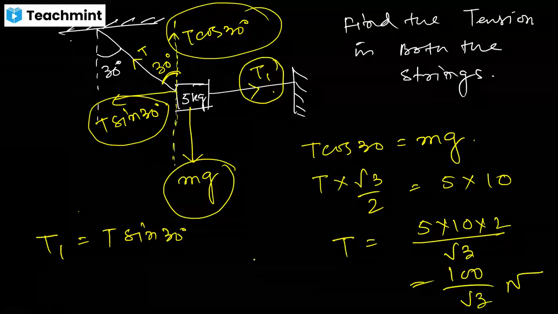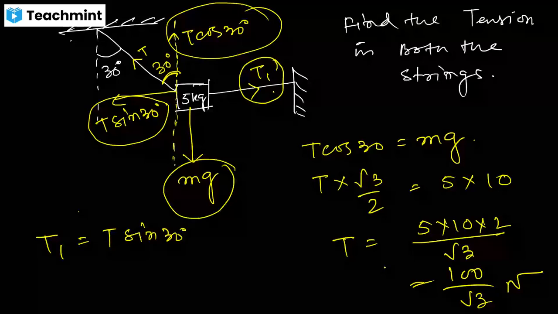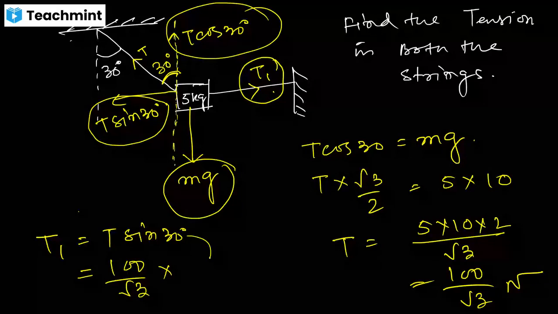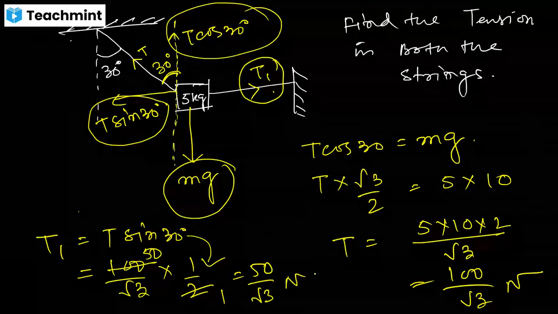So if you have obtained the value of T, you can substitute the value here. So that means T sin 30 will be equal to 100 divided by root 3 multiplied by sin 30, which has the value of half. So 2 ones are 2, 2 fifties is 100. So it is equal to 50 by root 3 Newton. Simple, easy.